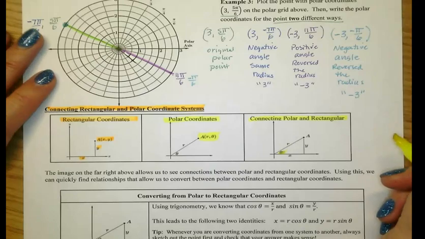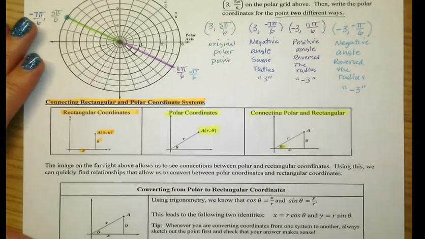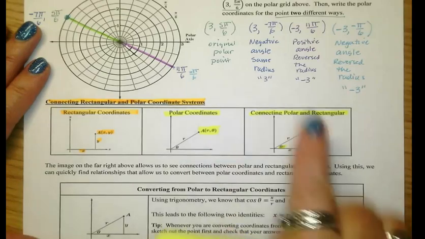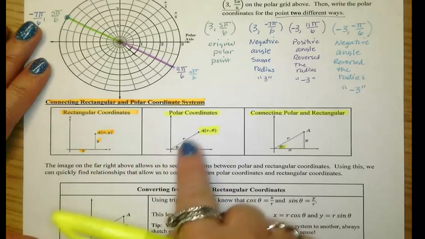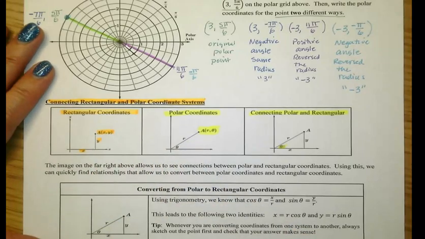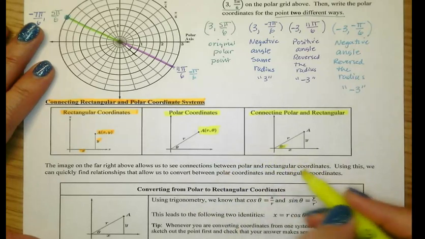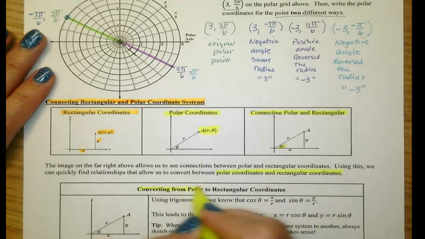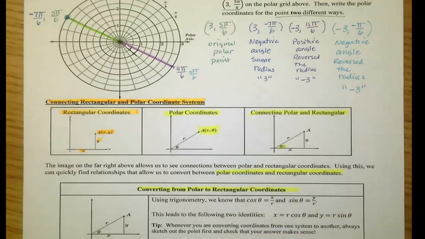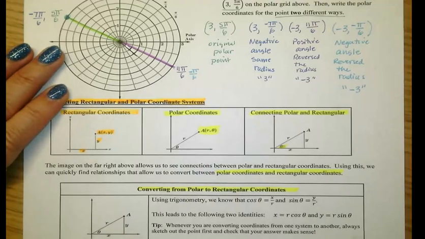We can look at that horizontal and vertical distance, and we can look at what we know about the angles. So the image on the far right, that's this box right here, allows us to connect between x and y and the polar. And we can use this to quickly find relationships that allow us to convert between polar coordinates and rectangular coordinates. And so that's what we're going to focus on first. We're going to convert from polar to rectangular coordinates. In order to do this, when we are doing these conversions, we are going to use what we know about cosine and sine.